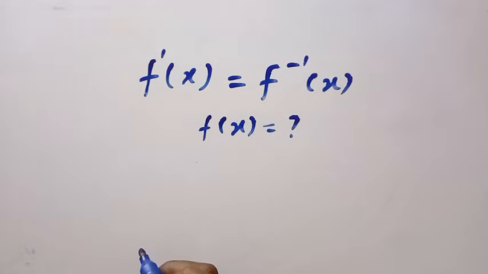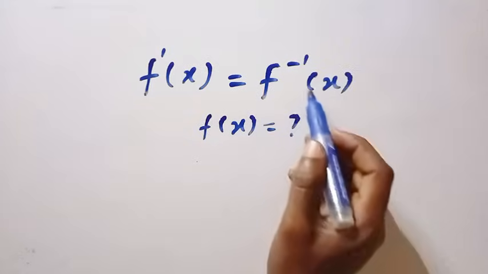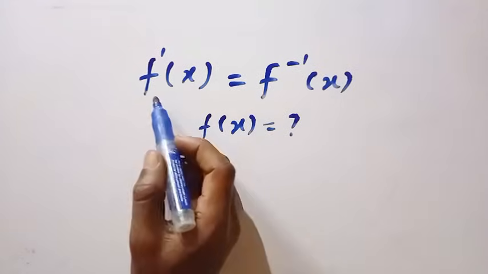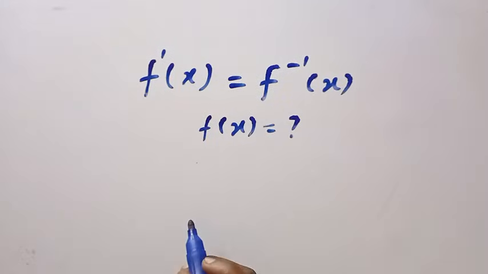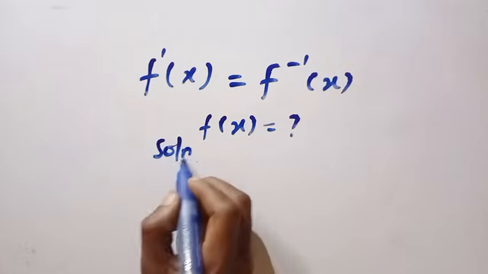Let's see the answer in the comment box, and I'll be solving this in two different ways. We have a derivative and an inverse. How is a derivative equal to an inverse? So this is a very beautiful functional equation, and I'll be solving it in the easiest way using two different methods. Let's try and solve it.